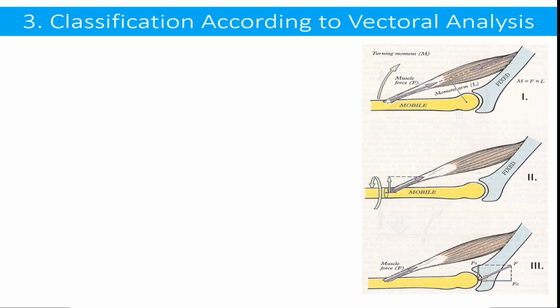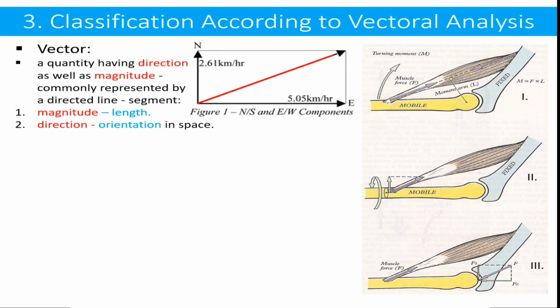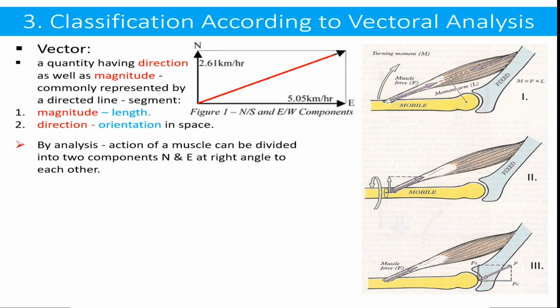Third classification according to vectorial analysis. First, what is the vector? It is a quantity having direction as well as magnitude, commonly represented by a directed line having two segments. Length, which indicates the magnitude, and orientation in space, which indicates the direction of the vector. By analysis, action of a muscle can be divided into two components, N and E, at right angle to each other as shown in the diagram.